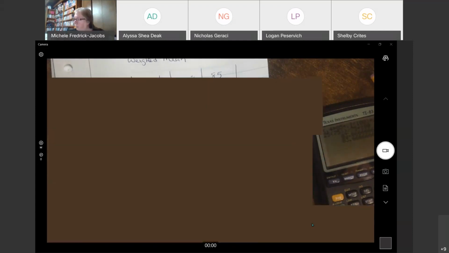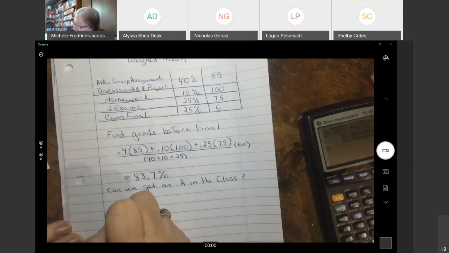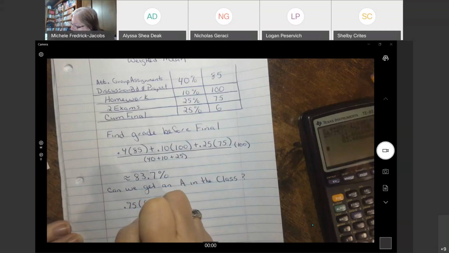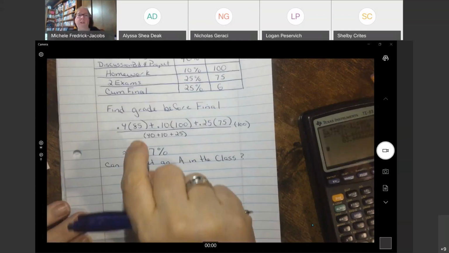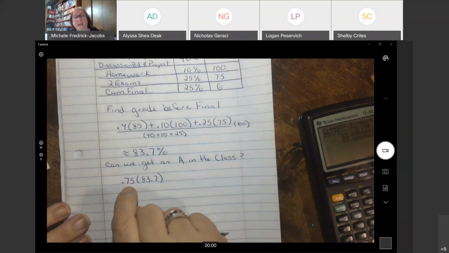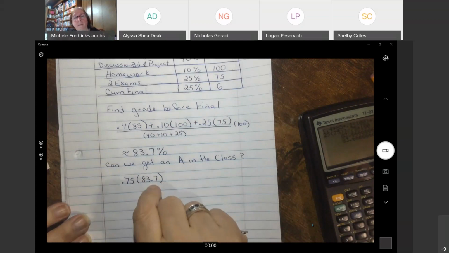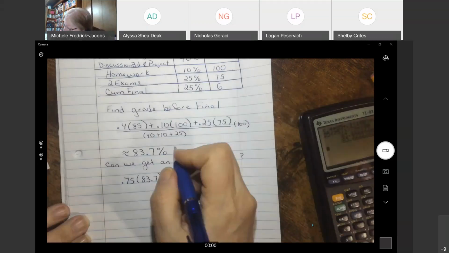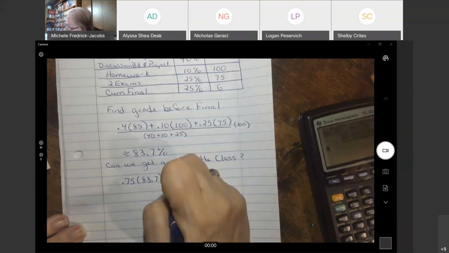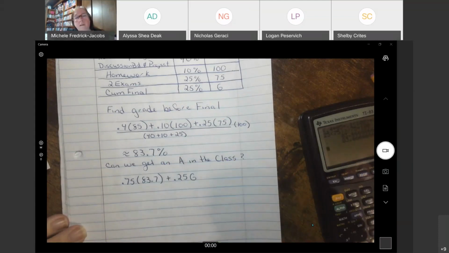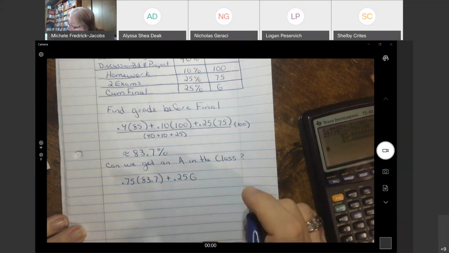So right now we have 83.7. And that's 75% of our grade. Now, if you wanted, you could have just put each of these all over again. But that gave us this average, a little bit off because we rounded. And then plus the final is 25% of the grade. So we want to find what grade we need.